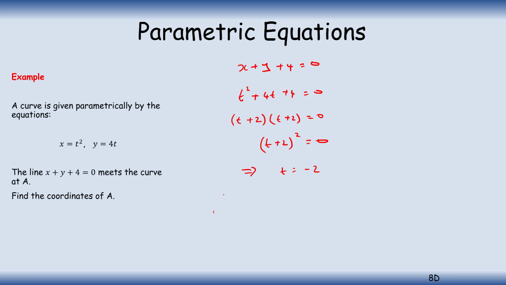So we want to find the coordinates of A, so we can just sub for t back in this equation here. So when t equals minus 2, x is equal to minus 2 squared, which is equal to 4, and y is equal to 4 times minus 2, which is minus 8. Those are our only coordinates. There we go. So we've got 4 and minus 8, and that's A.